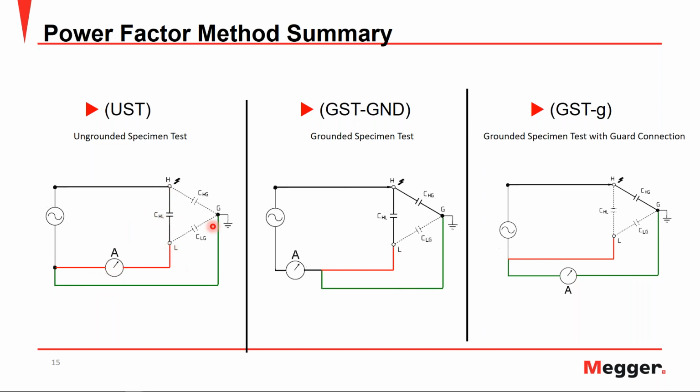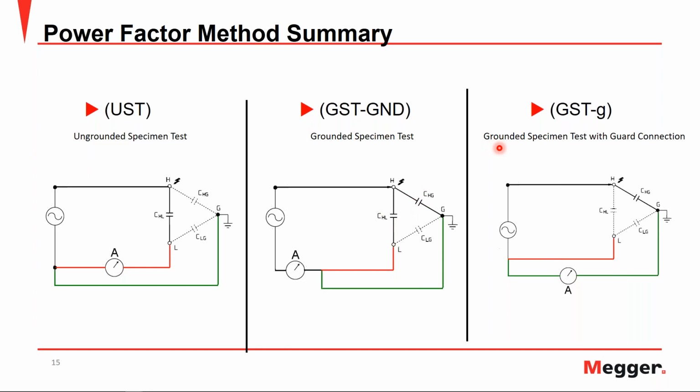If we look at the grounded specimen test, we can see that now the ammeter is going to include measurements from both the ground and the red measurement lead, which is going to include both the measurements of your high to low insulation and your high to ground insulation at this point.